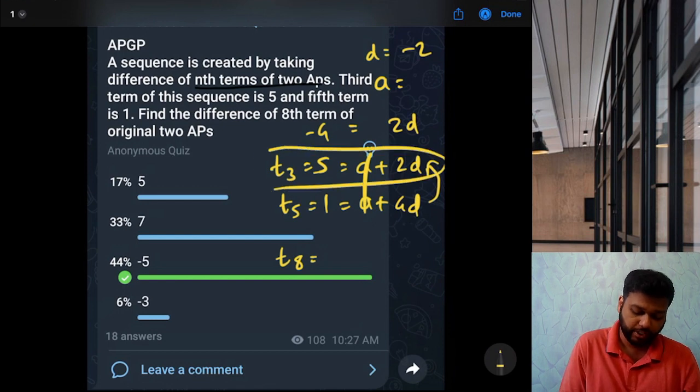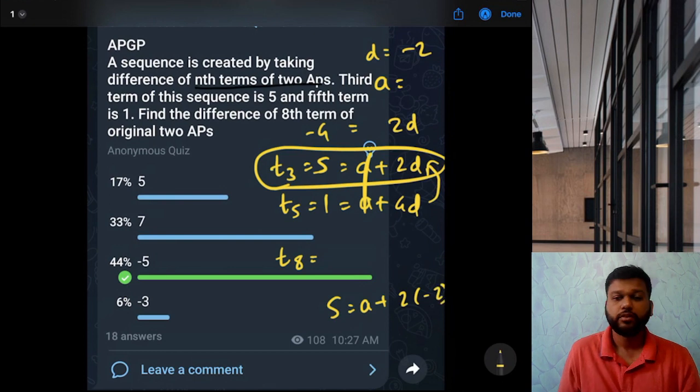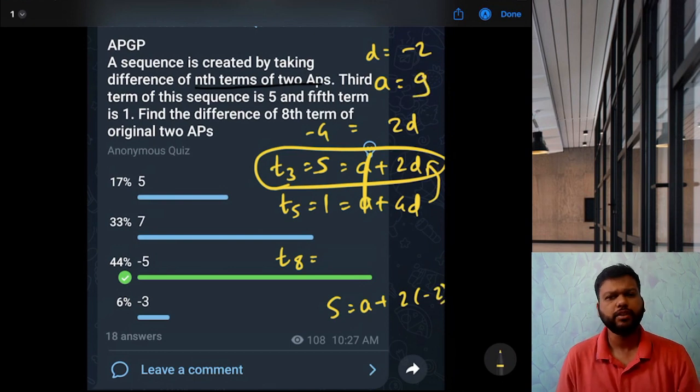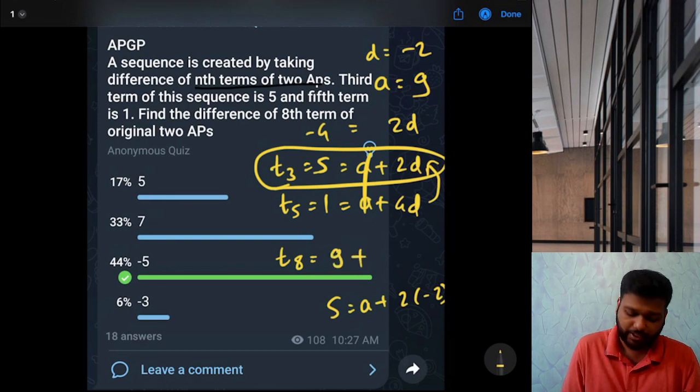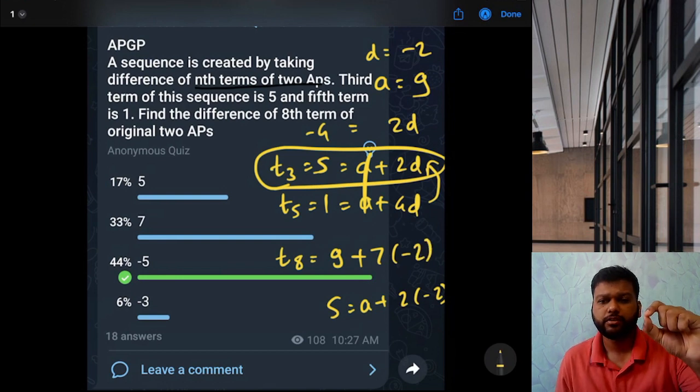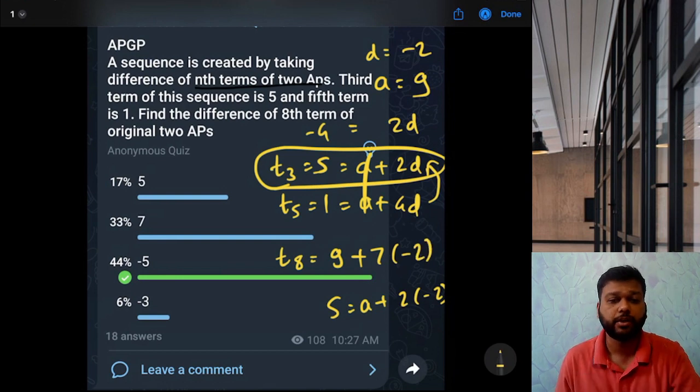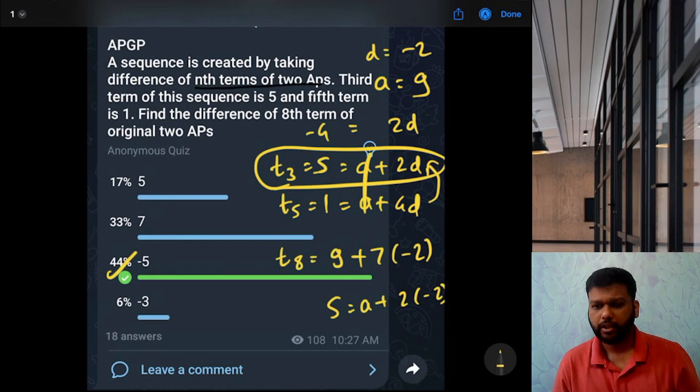Minus 2. And now we can get A also. Put minus 2 here. So 5 is equal to A plus 2 into minus 2. That is 5 is equal to A minus 4. So A will be 9. Right. So what will be the 8th term now? A plus n minus 1, that is 7 into D. So 9 plus minus 14. 9 minus 14 is what? Minus 5. This is the correct answer.